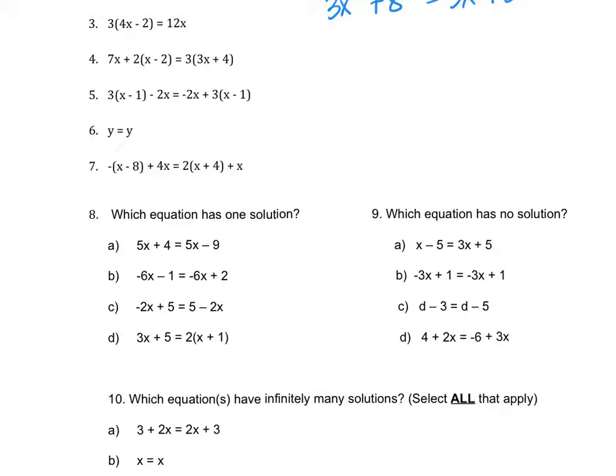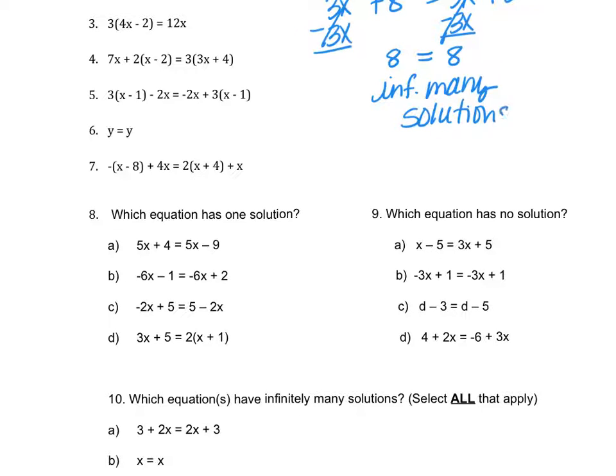And you can see here that they are identical. I'm going to go ahead and subtract 3x on both sides to get rid of that variable, just so we can see. They cancel, and I'm left with a positive 8 on the left and a positive 8 on the right. Those are equal to one another, so the answer is infinitely many solutions.